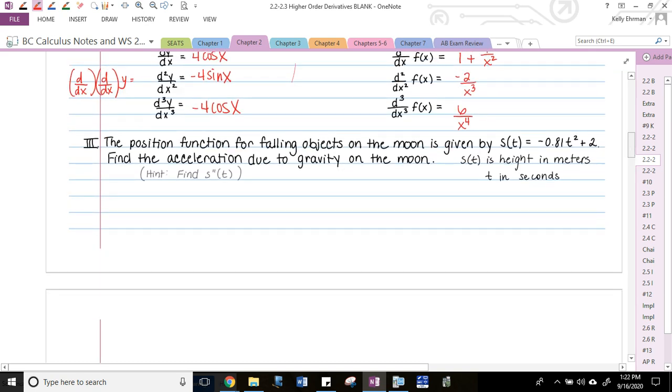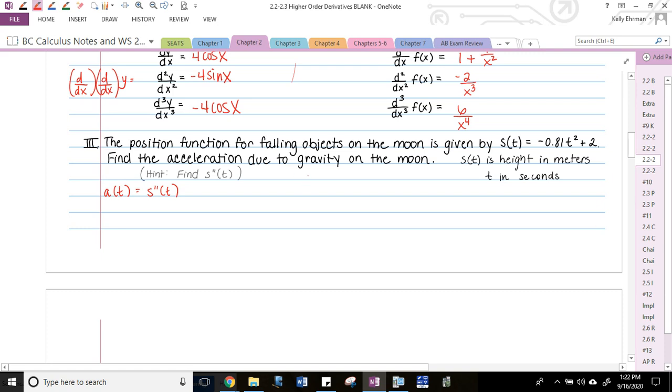Back to position and velocity for a little bit. So the position function for falling objects on the moon is given by this position function. Find the acceleration due to gravity on the moon. Acceleration is the derivative of velocity. Velocity is the derivative of position. So the second derivative of position should be the acceleration. A of t should be s double prime of t.